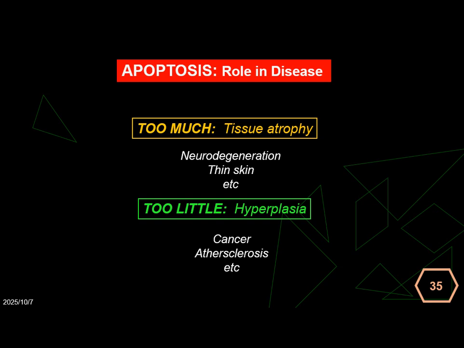So these are the terminology. Too much of something will cause problems. If you have too much apoptosis, you cause tissue atrophy, for example neurodegeneration or thin skin. If you have too little apoptosis, hyperplasia will cause cancer. So it's the balance of life and death. Your proliferation must be balanced with your apoptosis.